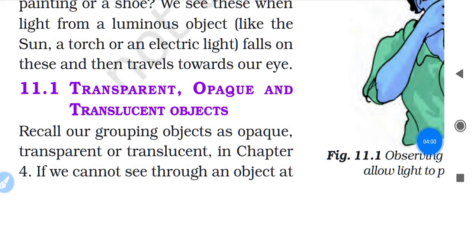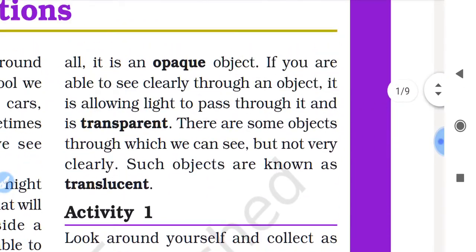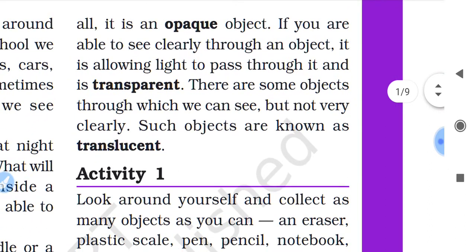So now we will read about transparent, opaque, and translucent objects. You have to recall grouping objects as opaque, transparent, or translucent in chapter 4, which is sorting materials into groups. If we cannot see through an object at all, it is an opaque object.